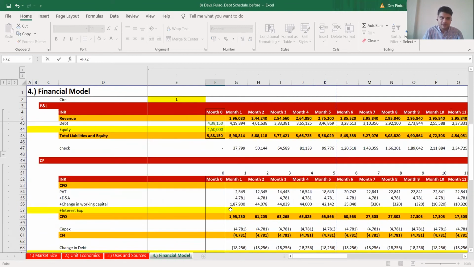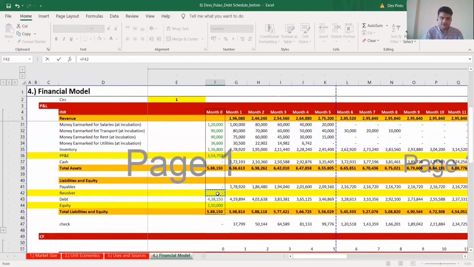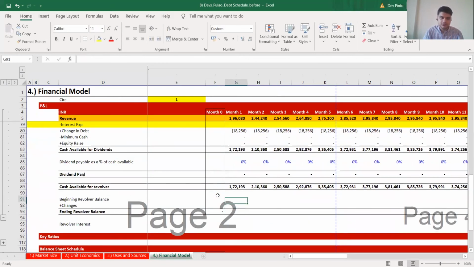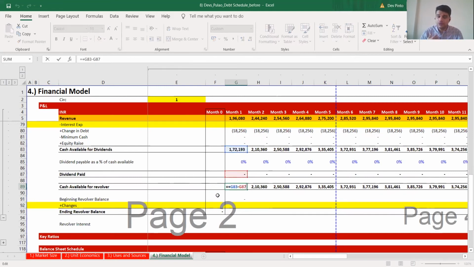Ending revolver balance. Let's just link this here. Beginning revolver balance. How will the revolver balance change? If this is negative, we will have to pull down the revolver. If this is positive, we will not have to pull down the revolver. Plain and simple. If this is negative, it means we need cash, right? We need additional cash to make sure our cash balance doesn't go to 0. If it's positive, everything is hunky dory.